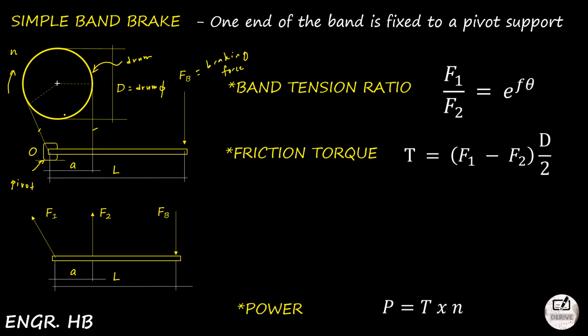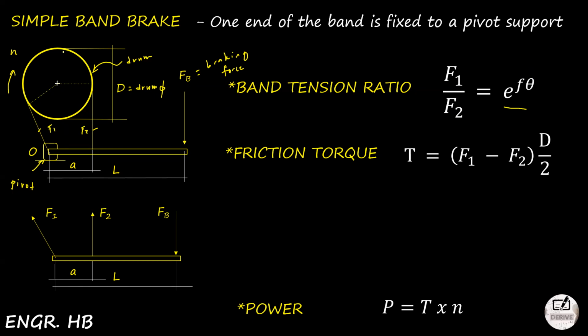Parang isipin mo lang these two tensions is the resultant force at ang kailangan kumontra is this braking force. So if we have force here, kunyari F1 to, and this is F2, at kapag counterclockwise naman, this should be your F1 kasi that will be your tight side tension. So we have the band tension ratio F1 over F2 is equal to e^(fθ). And remember guys that F1 should always be bigger than F2 kasi e^(fθ) is always greater than 1.